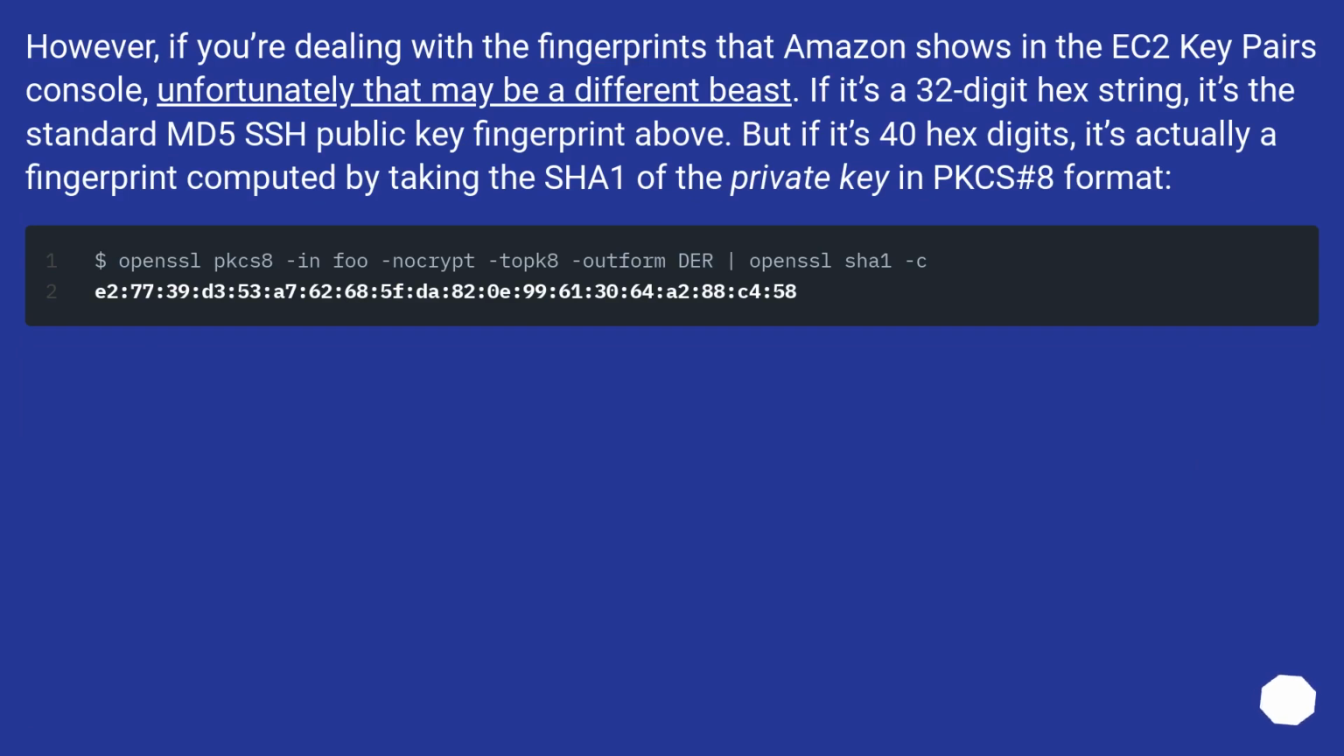However, if you're dealing with the fingerprints that Amazon shows in the EC2 key pairs console, unfortunately that may be a different beast. If it's a 32-digit hex string, it's the standard MD5 SSH public key fingerprint above. But if it's 40 hex digits, it's actually a fingerprint computed by taking the SHA-1 of the private key in PKCS#8 format.